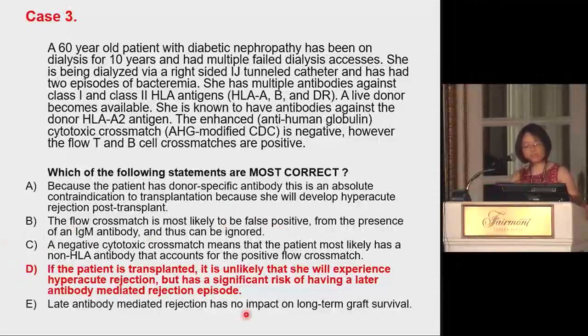C, a negative cytotoxic cross-match means that the patient most likely has a non-HLA antibody that accounts for the positive flow cross-match. That's not true because we know that the flow cross-match is more sensitive, and I've already told you that by single antigen screening, the patient is known to have a donor-specific A2 antibody. And D, if the patient is transplanted, it's unlikely that she will experience hyperacute rejection, but has significant risk of having a later antibody-mediated rejection episode. And that's definitely the case because we know the more sensitive flow cross-match is positive, and we know already that she has donor-specific antibody.